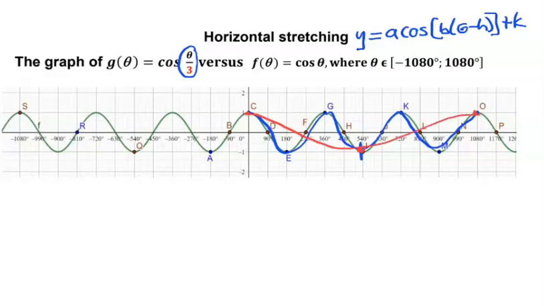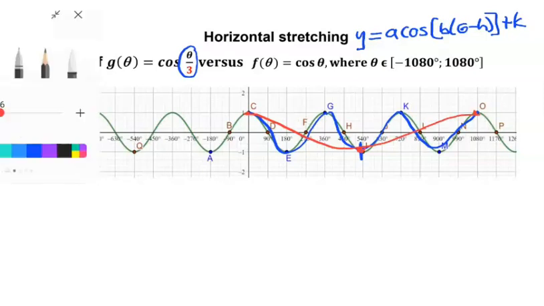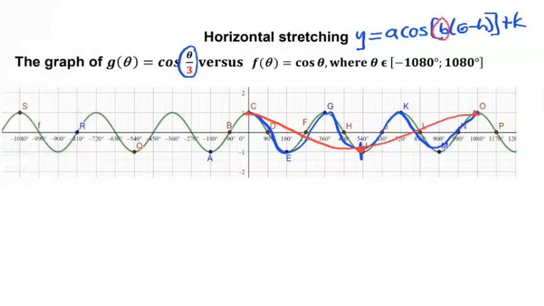So it's stretched 3 times in the horizontal direction because I'm changing the B value. I'm not changing the A value, I'm changing horizontally. So let us check on the next page where the graph is drawn electronically.